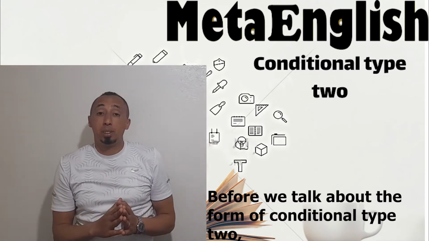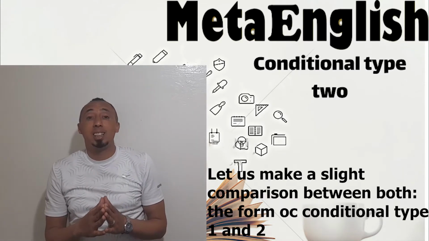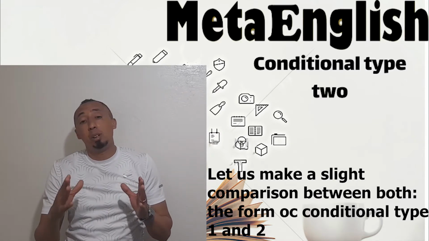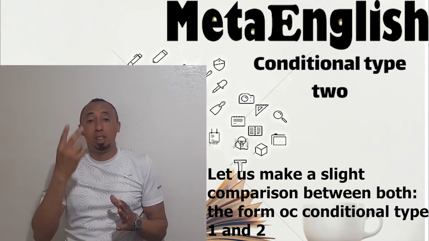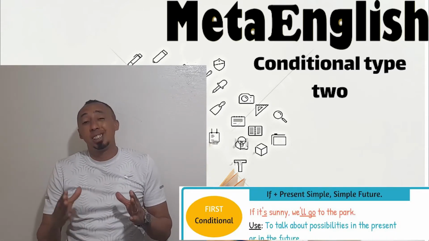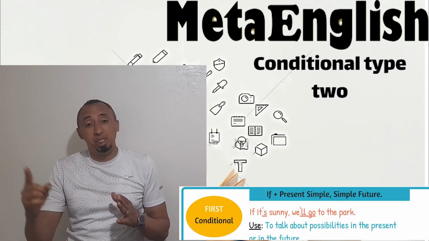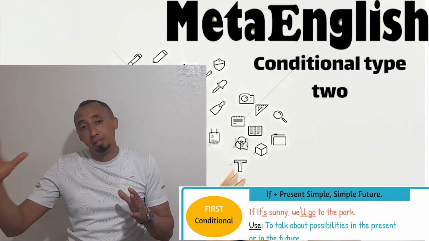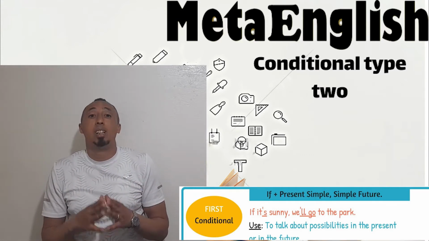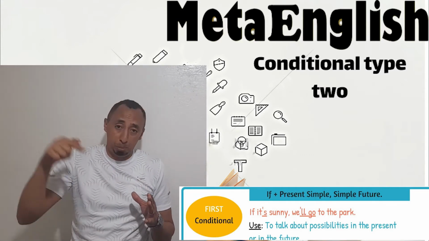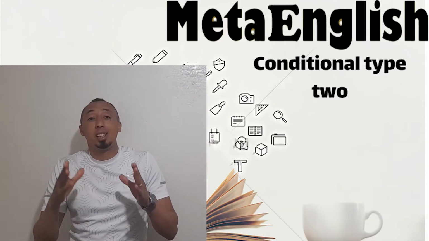Before we talk about the form of conditional type 2, let us make a slight comparison between the form of the conditional type 1 and conditional type 2. So in the conditional type 1, the form is if plus present plus the simple future. And we use it to talk about possible results in the future or in the present. Okay, then we will move to the conditional type 2.